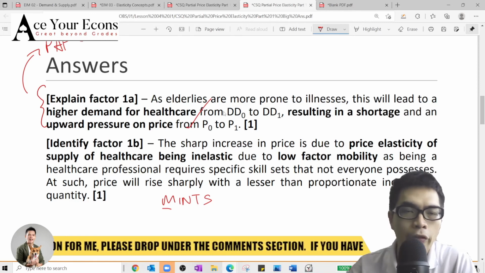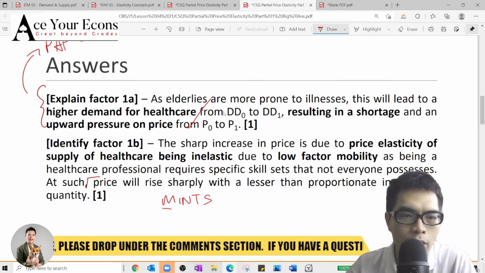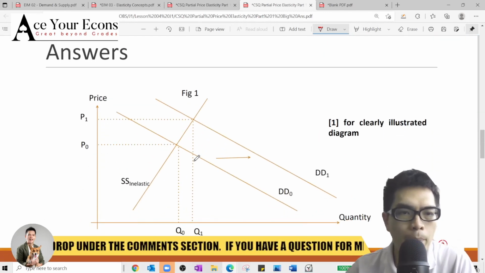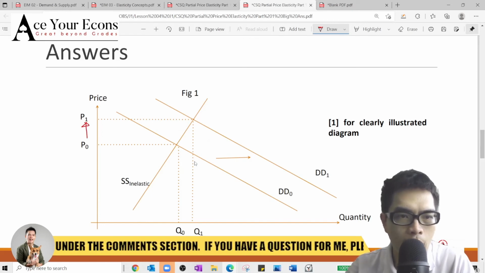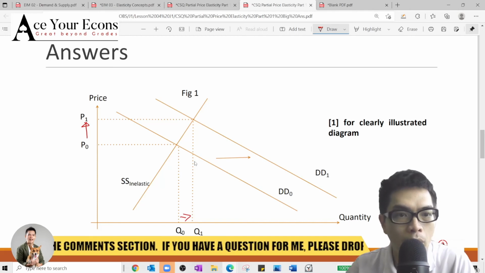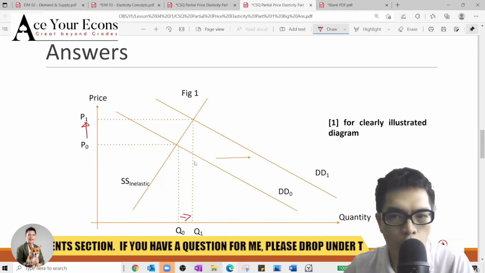And this key phrase, I forgot to bold, is very important. You have to illustrate that price will rise sharply as compared to an increase in quantity. The extent of your price increase is more than your quantity.